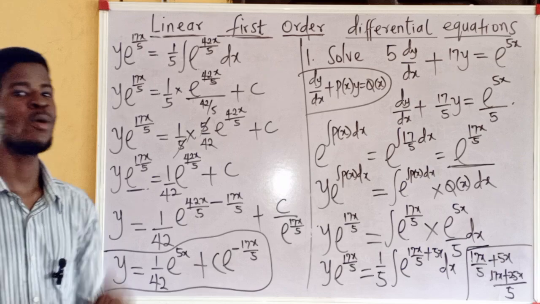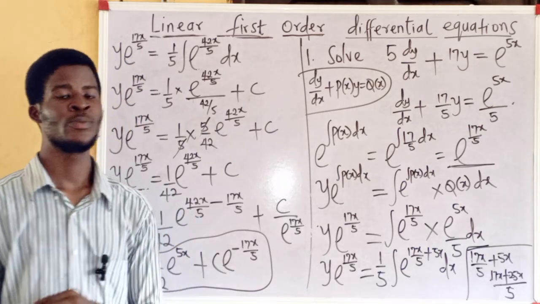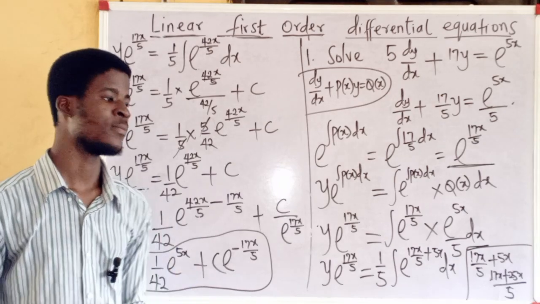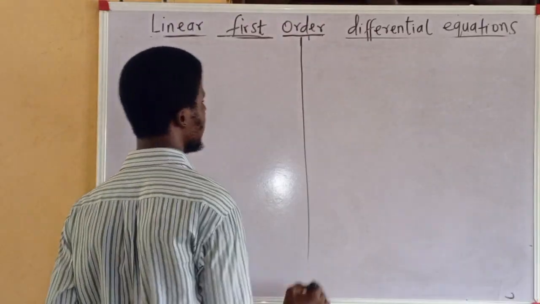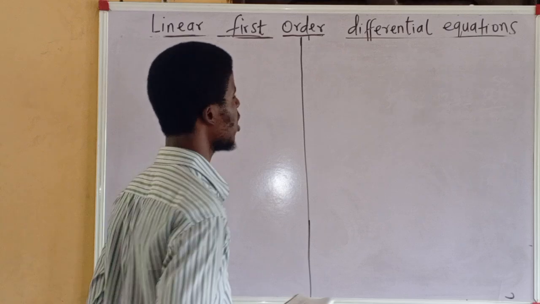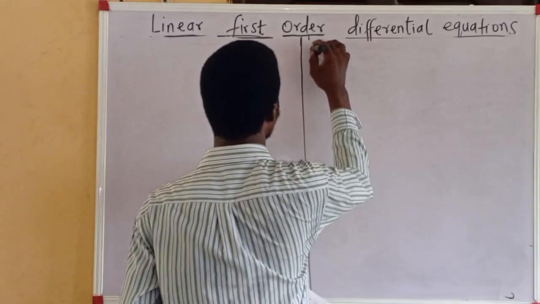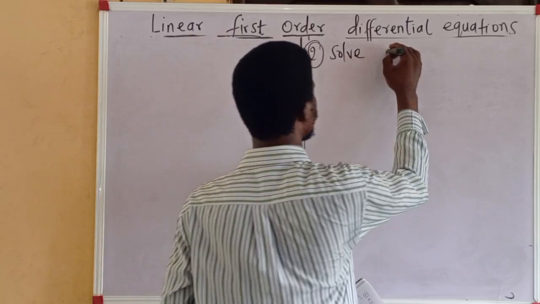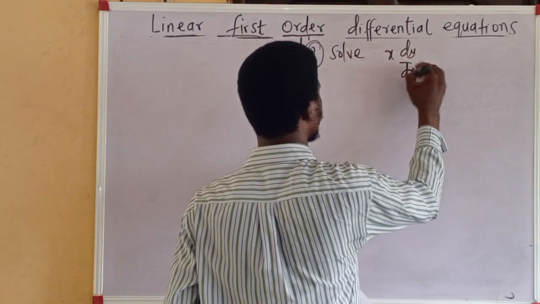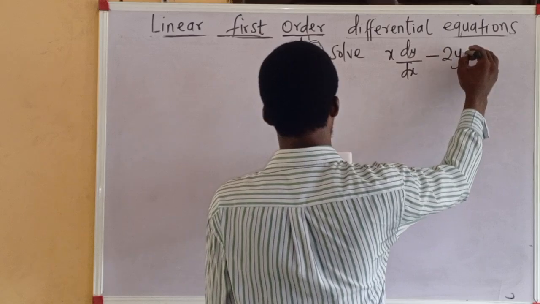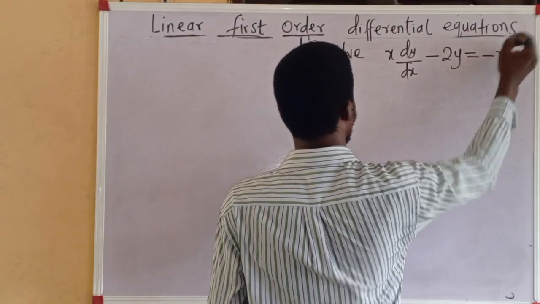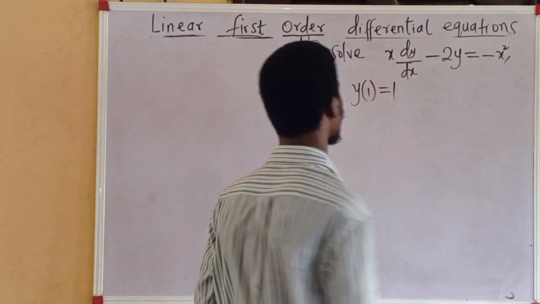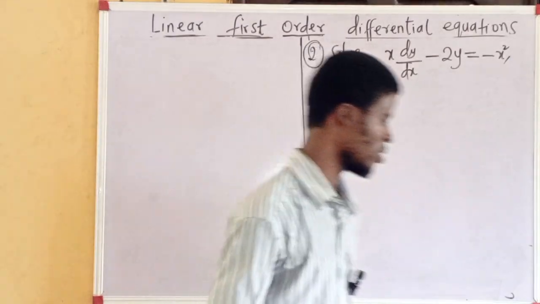Okay, so let's solve one more problem. This one is an initial value problem. Okay, still on linear differential equation of the first order. But this one is actually an initial value problem. Solve x dy dx minus 2y equal to minus x squared. Y of 1 equal to 1. So this is an initial value problem. Let's solve it.